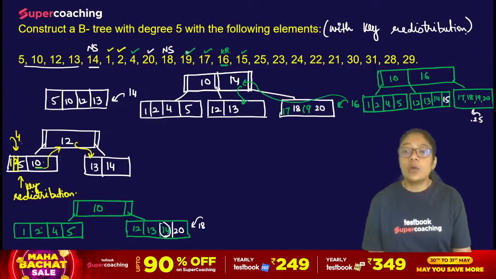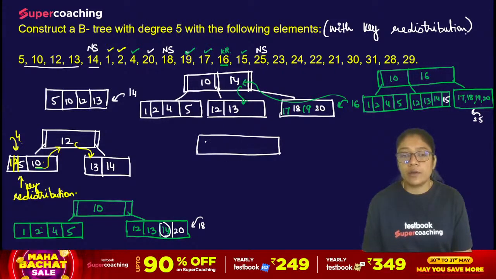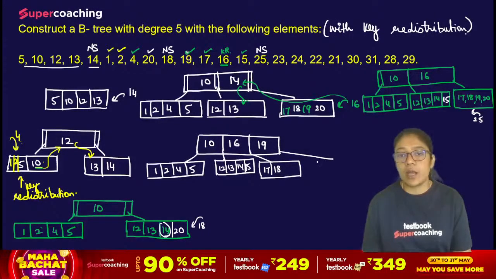The sibling is also full, so in this case we have to go for node splitting. So the third node splitting will be taking place and it will be split on the basis of 19. So at the root level we'll be having three elements 10, 16 and 19. To the left we have the elements 1, 2, 4, 5. Next we have 12, 13, 14, 15. And here we have the elements 17 and 18. And here we have the elements 20 and 25.